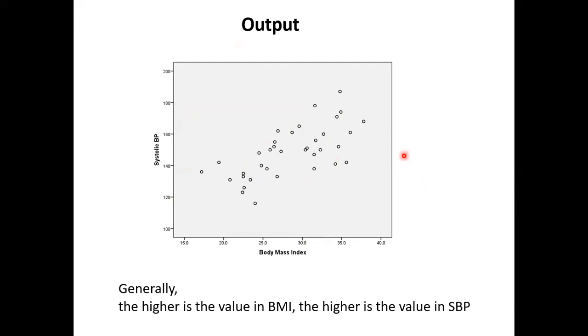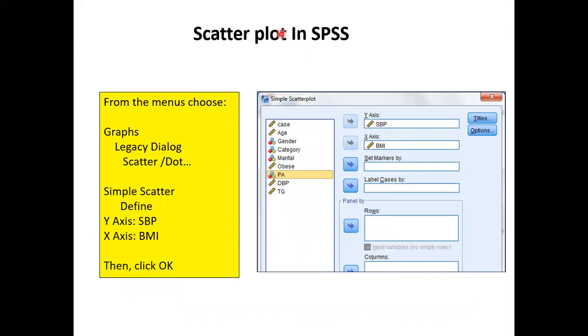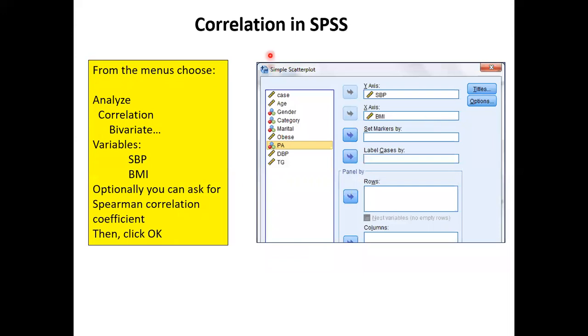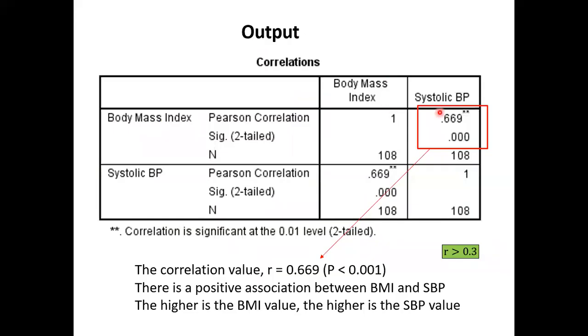This is to see it visually. Is it strong or weak? That's a correlation. Follow this procedure, BP and BMI. That's the R value. Is it more than 0.3? Yes. Is it significant? P is less than 0.05. Yes, it's strong. These two are mirror images, okay? Either one is enough.